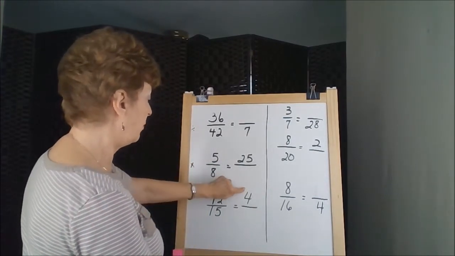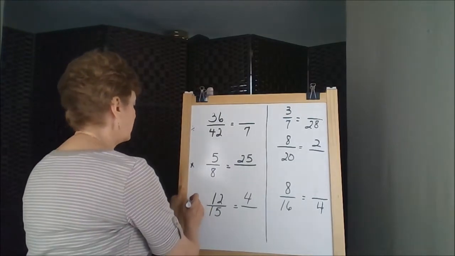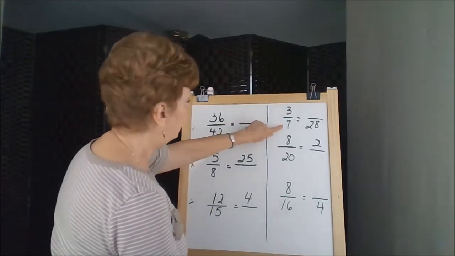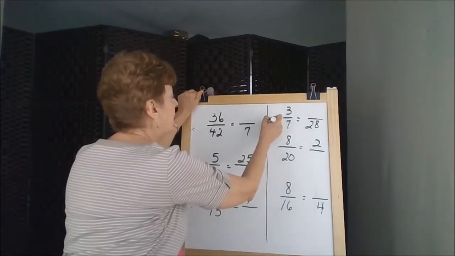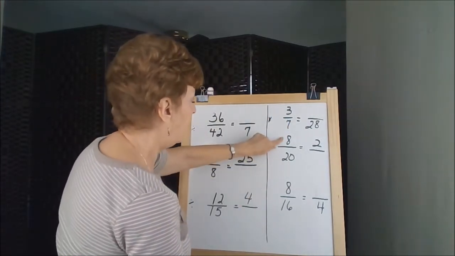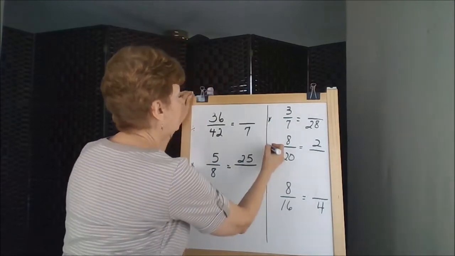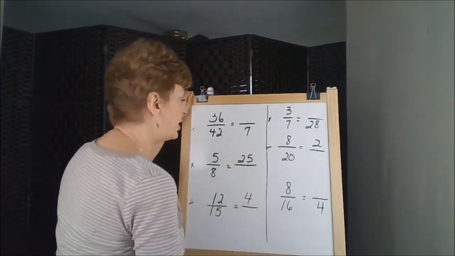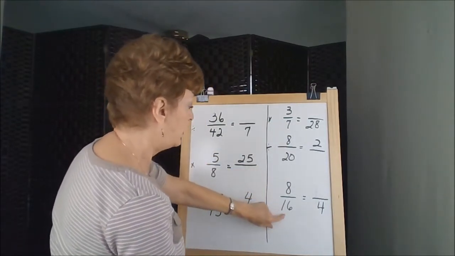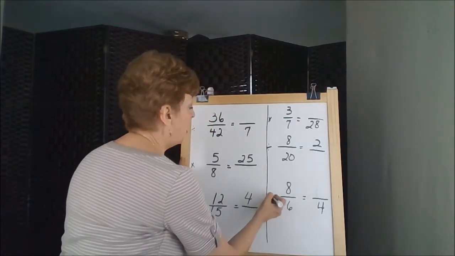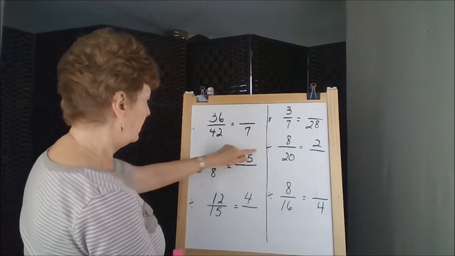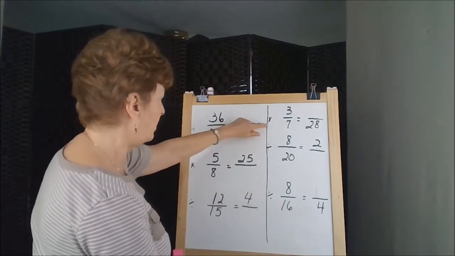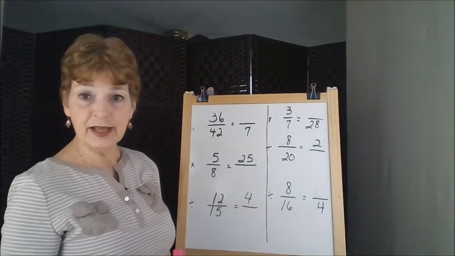Here's a 12 to a 4. That's getting smaller, so we'll divide on that one. A 7 goes to 28. Well, that's getting bigger, so we'll multiply. 8 goes to 2. That's getting smaller. That's a division problem. And 16 goes to 4. That's smaller, so this is a division problem. So we've got 4 division problems and 2 multiplications. What would you like to do first?